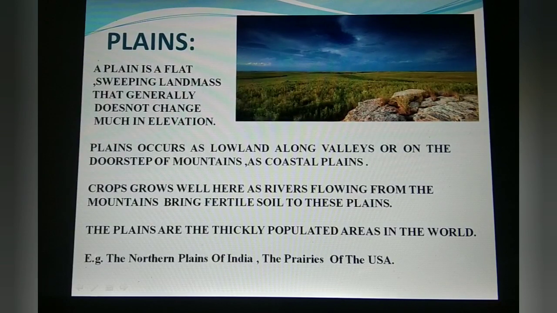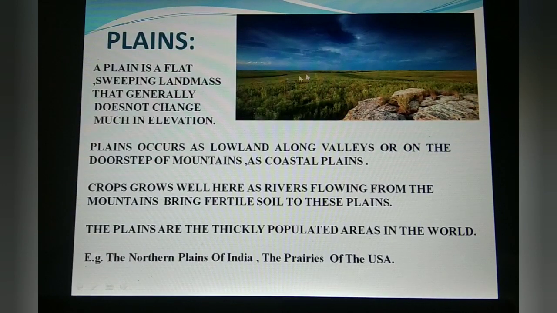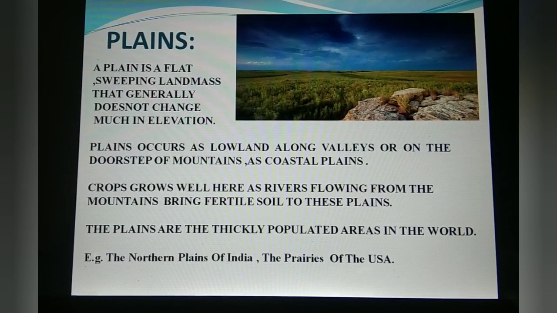Plains. The other form of landform is plains. A plain is a flat, sweeping landmass that generally does not change much in elevation, which means they are flat lands with gentle slopes. Plains occur as lowland along the valleys or on the doorstep of mountains as coastal plains. Crops grow well here as rivers flowing from the mountains bring fertile soil to these plains. Plains are thickly populated areas in the world.